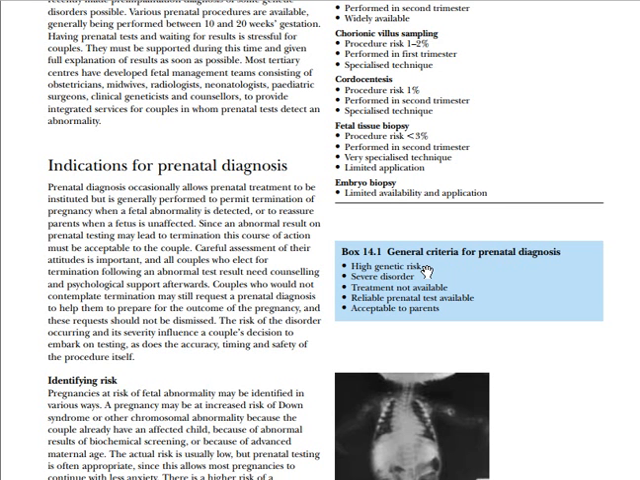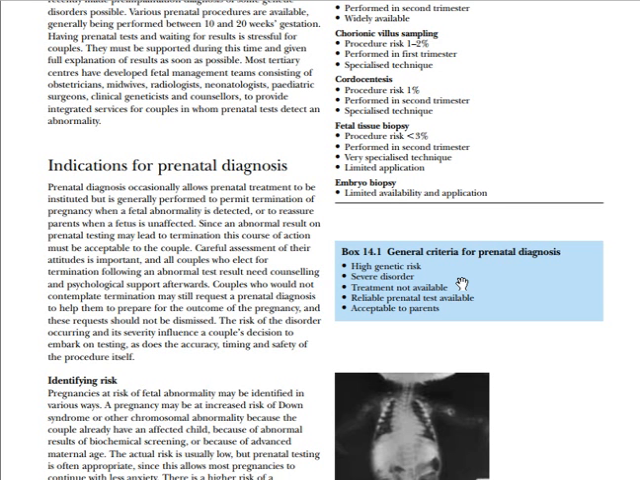That's the first thing. The second thing is severe disorders. If there are severe disorders in the mother, like severe preeclampsia, you can do prenatal diagnosis. Also with teratogenic factors, you can do prenatal diagnosis. Third, treatment not available. If the treatment for that particular disease is not available, as with amyotrophic lateral sclerosis, you have to do prenatal diagnosis.